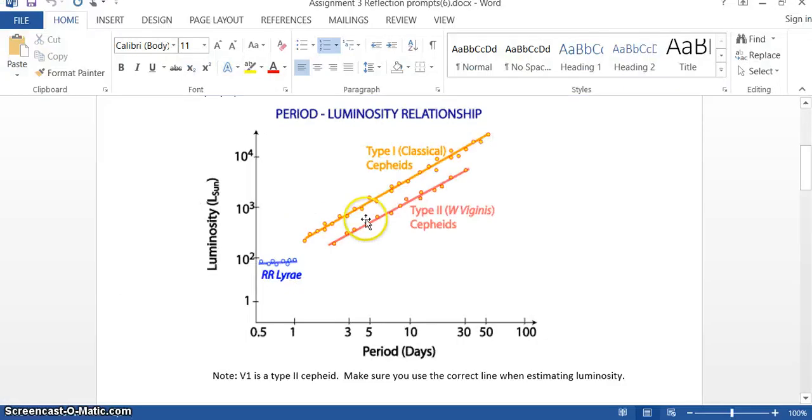This is the graph, and this is exactly the same graph that you have for this project. So we look here. Here's 30 days, and notice it's a type 2 Cepheid. There's the type 1 Cepheids. Anyhow, for the type 2 Cepheid, you just go up to this line. Okay, so we go straight up, and then we're going to go over.